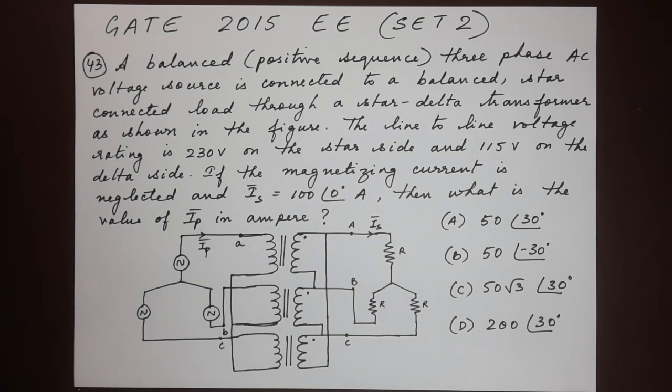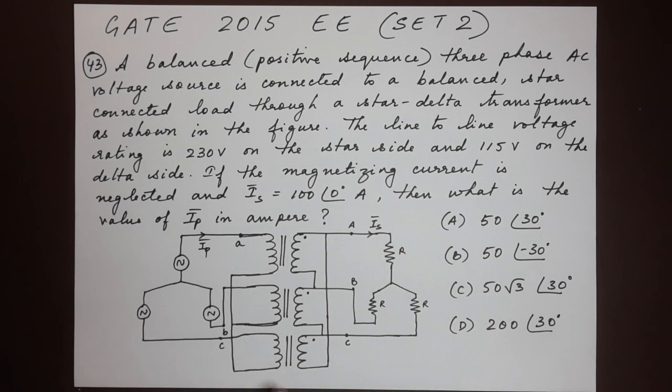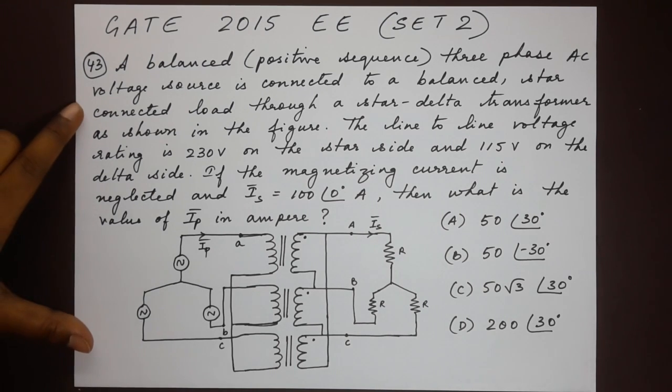The figure seems a little daunting, but it shouldn't. Once you go through the question very carefully, you will be able to segregate which side is what. Now the question says that the 3-phase AC voltage source is connected to a balanced star-connected load through a star-delta transformer shown in the figure. The line-to-line voltage rating is 230 volts on the star side and 115 on the delta side.